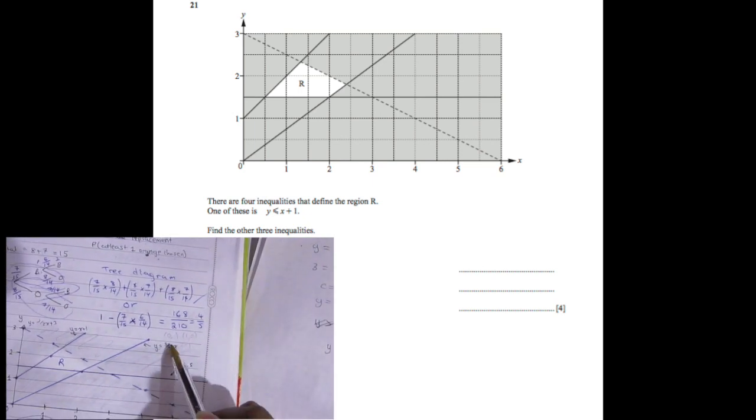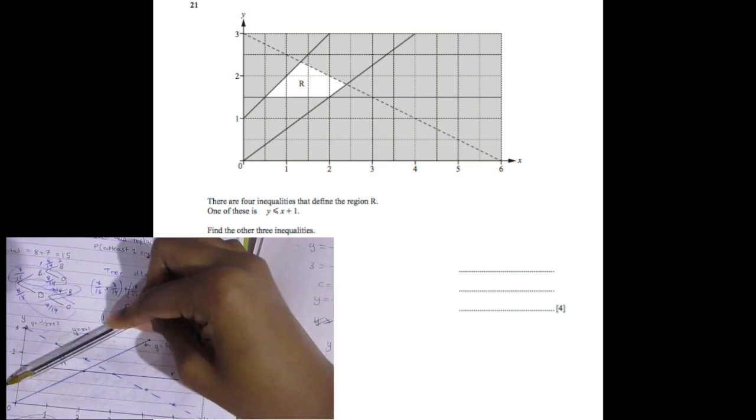And for the last one, which is the dashed one, y is equal to -½x plus 3, you can tell the r is below the line, so it's going to be less than. Not equal to, because again it's a dashed line, so y is less than negative half x plus 3. And there you go, you got the 3 inequalities and you're done with this question.